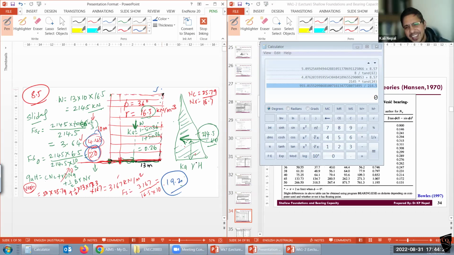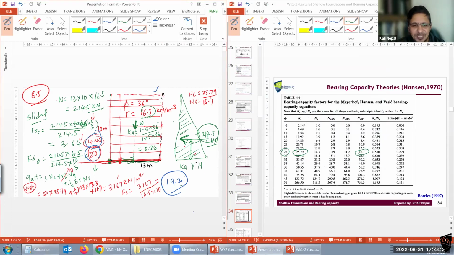How do you feel? Easy, yeah? Exactly the same thing we learned before: overturning, sliding, and bearing capacity. The only thing is you need to know how to calculate the length and thickness of the tie. That's it. It's quite simple.